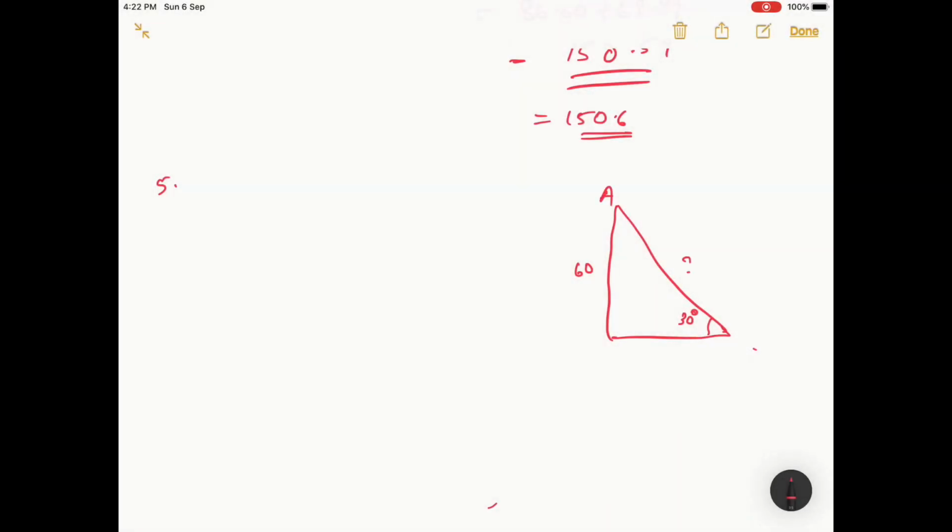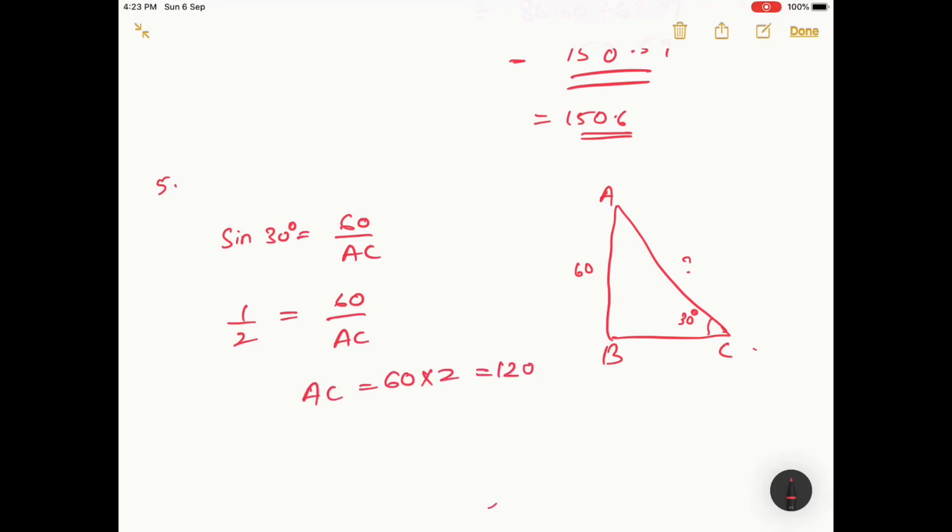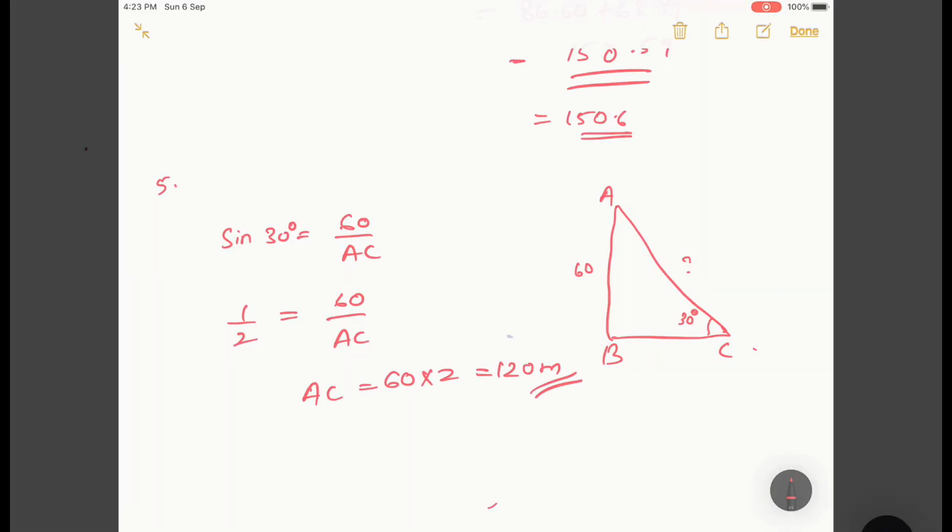So if I name it A, B, C, I clearly get sine 30 equal to 60 by AC, right? 1 by 2 is equal to 60 by AC. AC is equal to 60 into 2, that is equal to 120. So the length of the string is equal to 120 meter. Okay. So coming to the sixth question.